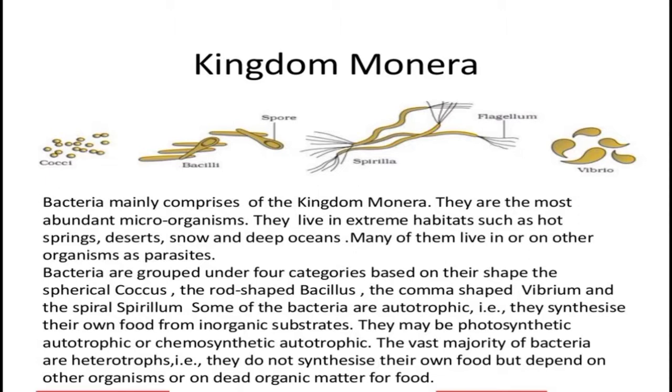Important characteristics of bacteria are: they are found in all kinds of habitats. They are prokaryotic microorganisms. Prokaryotic means they do not have a well-defined nucleus. They are unicellular. The cell wall contains peptidoglycan. An organized nucleus is absent because the nucleus doesn't have a nuclear membrane.